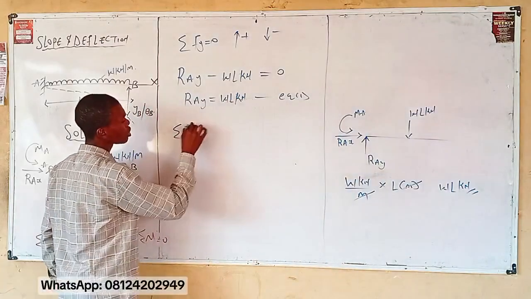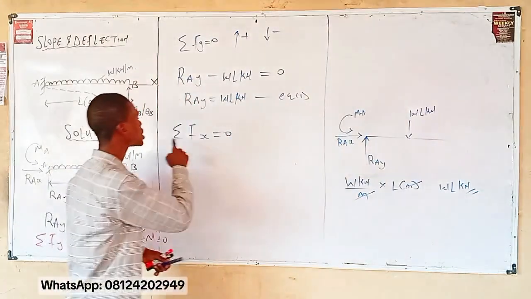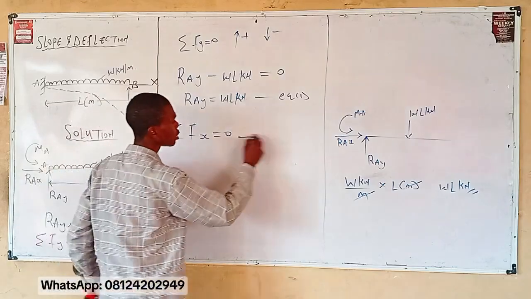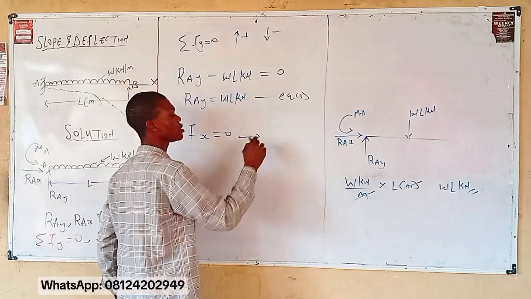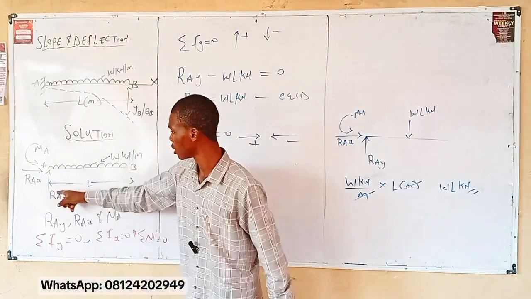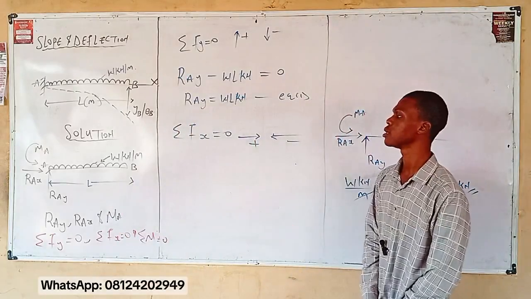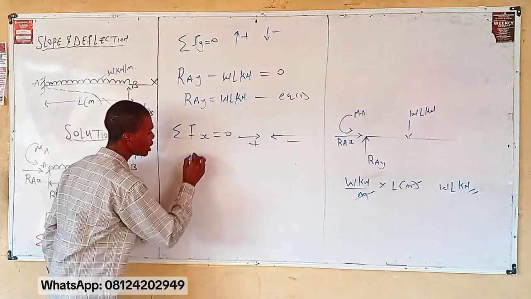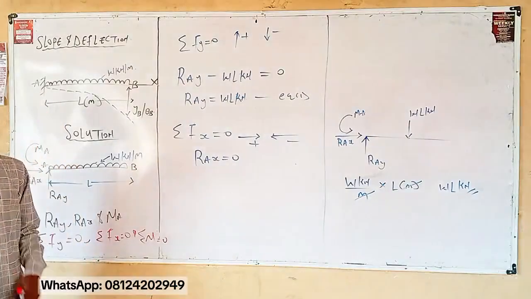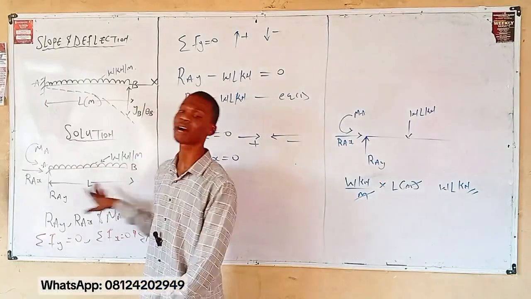Meaning summation of Fx equals 0. Identify: when we say summation of Fx equals 0, it means horizontal force of this nature is positive, force of this nature is negative. Now check this beam. How many forces of this nature do you have? It is RAX. Meaning that RAX is equal to what? 0. Why? Because it is only RAX that you have, and RAX is the only horizontal force here.